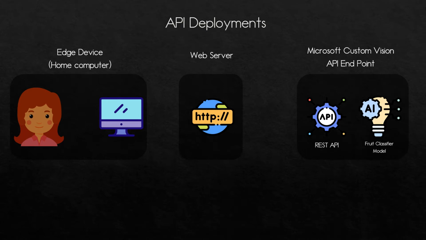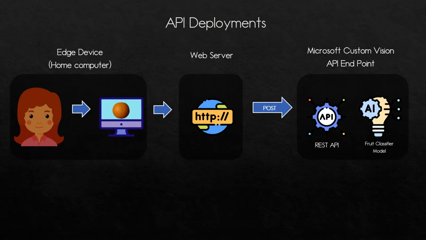Imagine now that Betty, at home, wants to test her new fruit classifier model. So she's going to provide an image of an orange and upload that to the web server. The web server is then going to make a REST API call. In this case, it could be a post request.